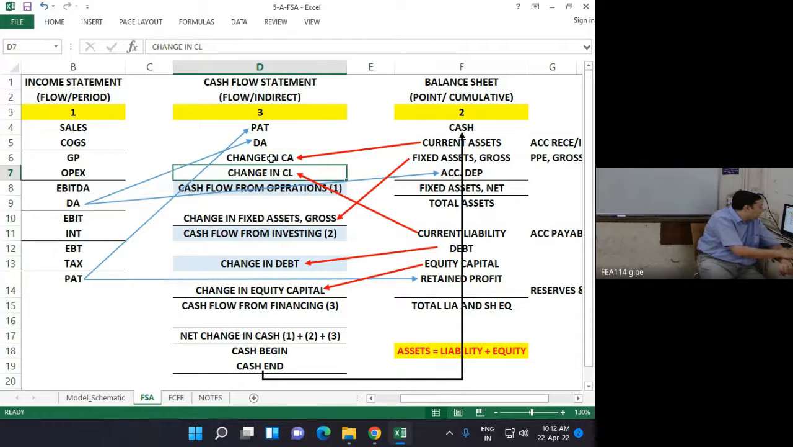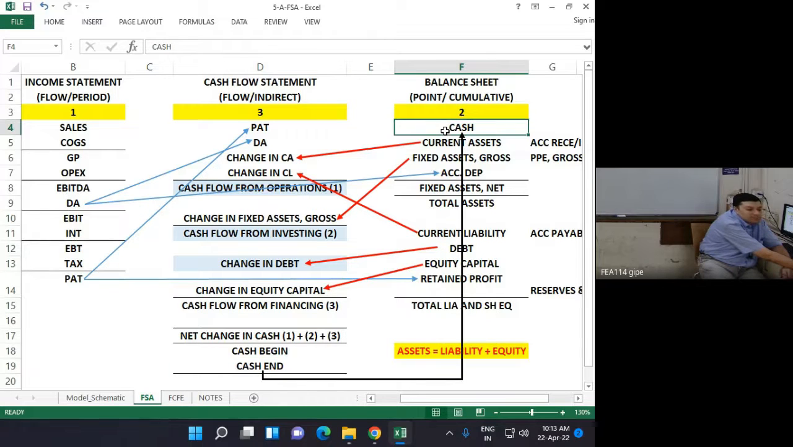सिमिलरली करंट लायबिलिटी, फिक्स्ड असेट, ग्रॉस, debt, and equity, all these line items are coming from the balance sheet into the cash flow. This should give us the ending cash, which when you take back into the balance sheet, your balance sheet will balance. So if your double entries are correct, only then your balance sheet balances.